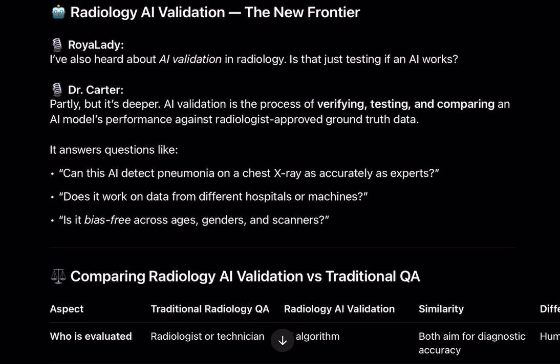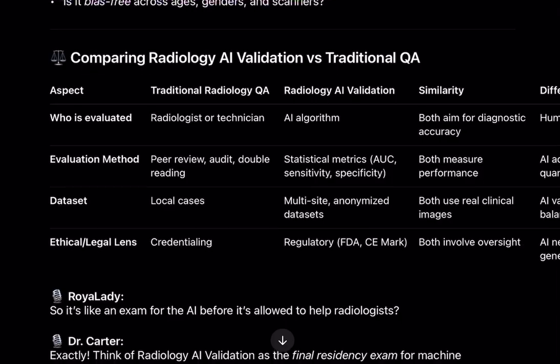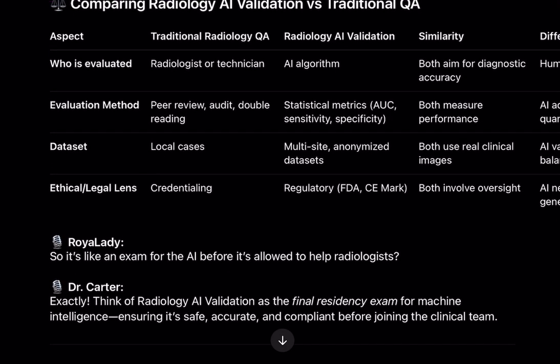Partly, but it's deeper. AI validation is the process of verifying, testing, and comparing an AI model's performance against radiologist-approved ground truth data. It answers questions like, can this AI detect pneumonia on a chest X-ray as accurately as experts? Does it work on data from different hospitals or machines? Is it bias-free across ages, genders, and scanners? Comparing radiology AI validation versus traditional QA.